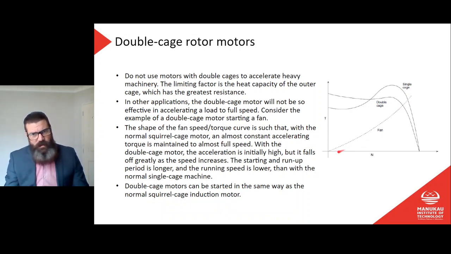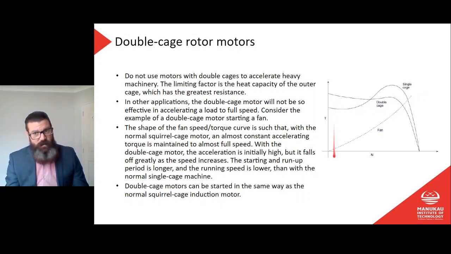So if this is the required torque of the fan as the speed increases, then you can see that as the speed goes up, the load goes up. Where the fan curve meets the motor torque curve, that's where we're going to stop, because before this point we have much more torque being generated than is required, so we get high acceleration.